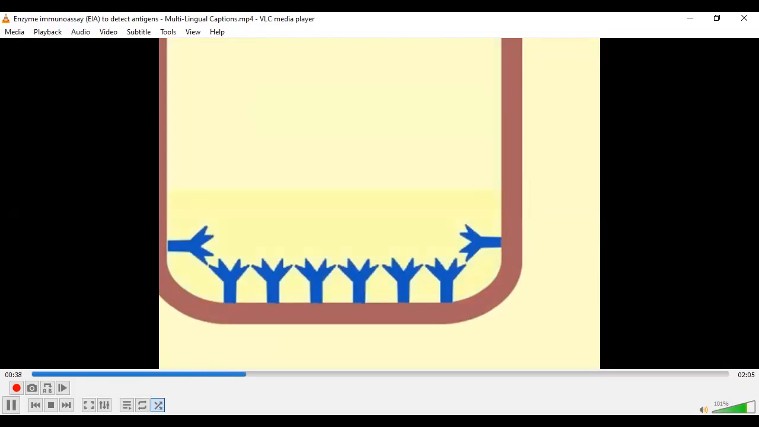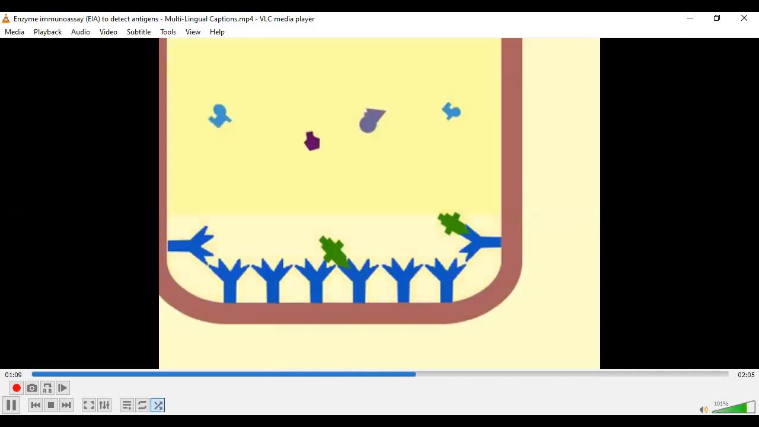Then the wells are filled with the clinical sample, which could be a sample of serum, respiratory secretions, cerebrospinal fluid, urine, or some other body fluid. If the antigen is present in the sample, it will bind to the fixed antibodies. In this example, the green shape represents the antigen of interest, and the other shapes represent other molecules in the sample. However, note that only the specific or green antigen, and none of the irrelevant molecules, bind to the antibody-coated wells. This accounts for the specificity of the test.